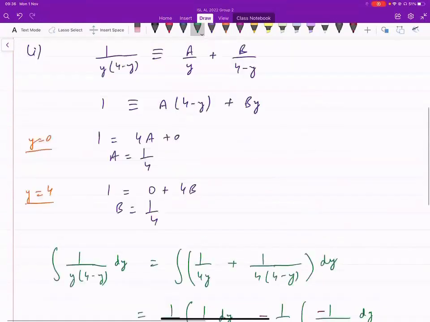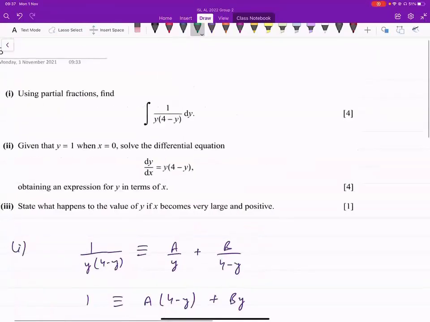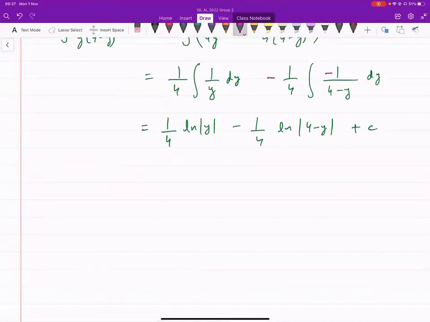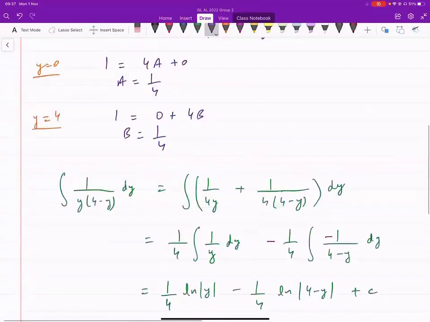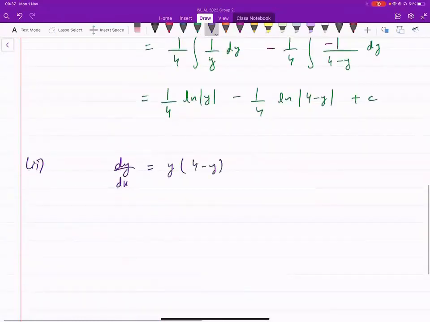Now in the second part, we are given that y equals 1 and x equals 0. Given that, we have to solve this differential equation, dy over dx equals 4 into y into 4 minus y, obtaining an expression for y in terms of x. That looks pretty straightforward, doesn't it? Let's think about this. Part 2. Now I've got this differential equation, dy over dx equals y into 4 minus y. How do we solve this?